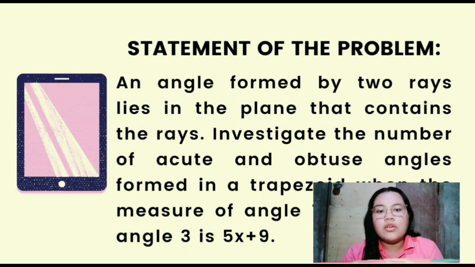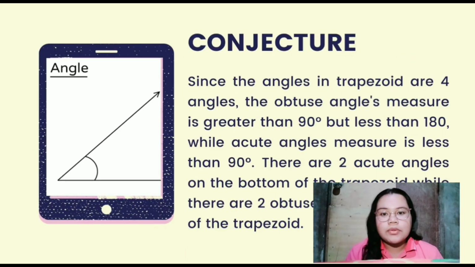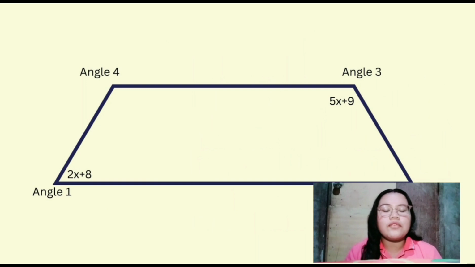Investigate the number of acute and obtuse angles formed in a trapezoid with given angles 4x plus 8 and 2x minus 12. For the conjecture, since there are 4 angles in a trapezoid, the obtuse angle's measure is greater than 90 degrees but less than 180 degrees, while an acute angle's measure is less than 90 degrees. There are two acute angles on the bottom of the trapezoid, while there are two obtuse angles on the top of the trapezoid.